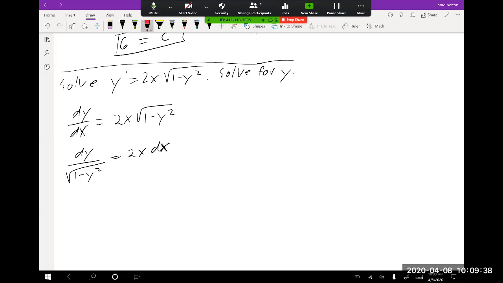Now it would get worse if we did not have the formula memorized for this guy right here. Remember, there's supposed to be a formula for this particular one. When it's the square root of 1 minus x squared, we called it arc sine of x. So this is just 1 minus y squared, so it's arc sine of y. So we're going to go through with this and say, well, this is arc sine of y is equal to 2x squared over 2 plus c.